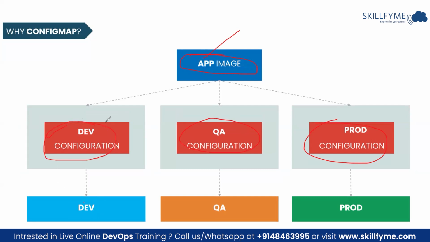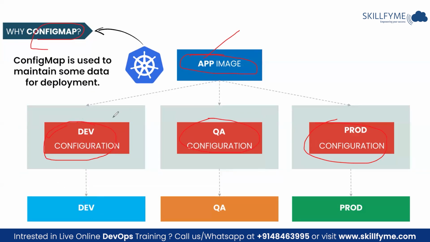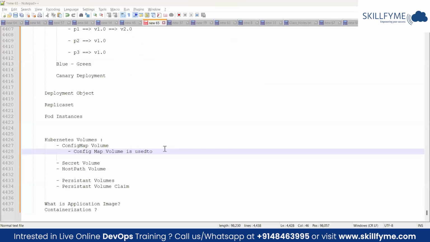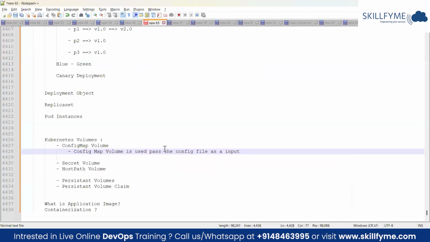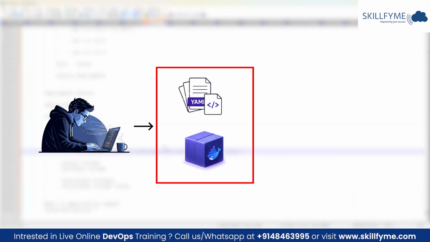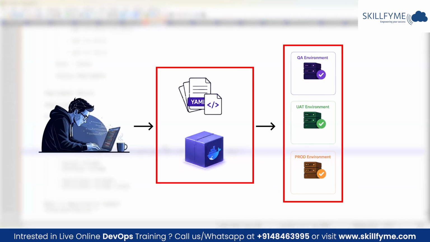How is this possible? In Kubernetes, we have a concept called ConfigMap. ConfigMap is used to maintain some data for deployments. This ConfigMap volume is used to pass the configuration as an input. You decide which files you want to pass as the input, and it can be for any target environment, QA, UAT, or production, whatever it is. What type of input file you're going to pass along with that image at runtime will be decided by this ConfigMap.